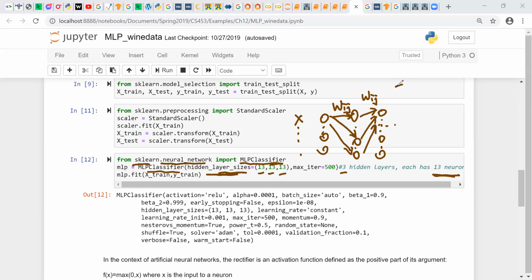And the net input is the sum over j of Wij times A, from all of the previous layer. A is the output from the previous layer after applying a certain activation function.